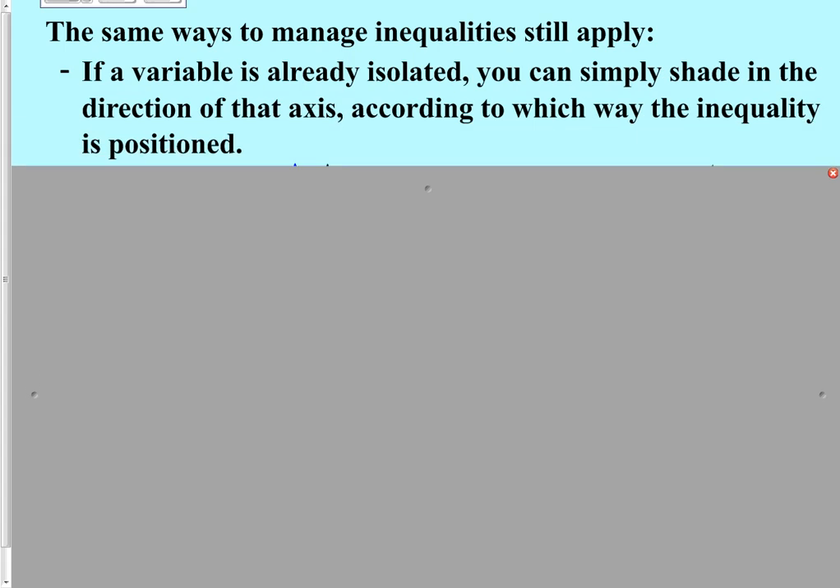If a variable is already isolated, you can simply shade in the direction of that axis according to which way the inequality is positioned. So as always, if it says y is smaller than the curve, then you shade toward the smaller values of y. That's downwards. If it says y is greater than the curve, then you shade towards the bigger values of y, upwards. If it happens to be inversed and it says x is smaller than the curve, then you shade towards the small values of x, that's to the left. If it says x is larger than the curve, then you shade toward the bigger values of x, and that's off to the right, as always.